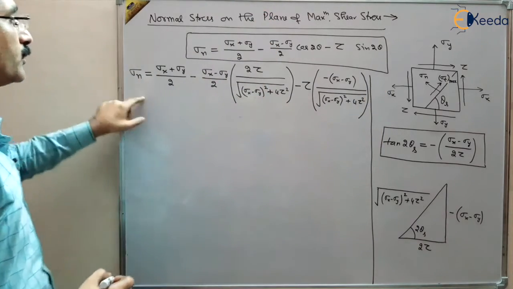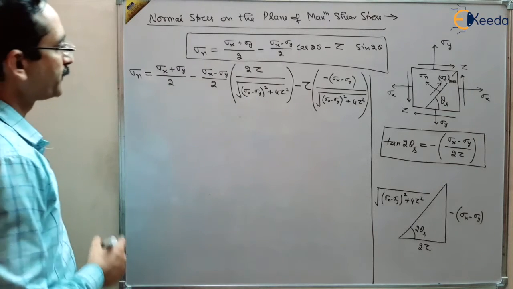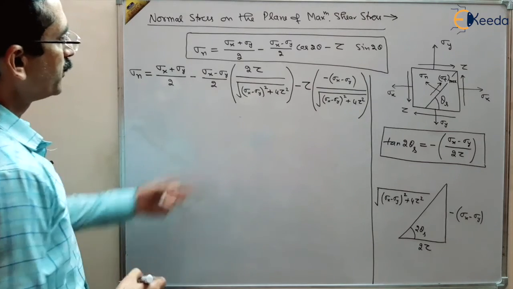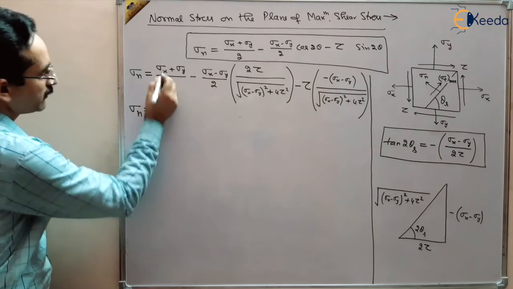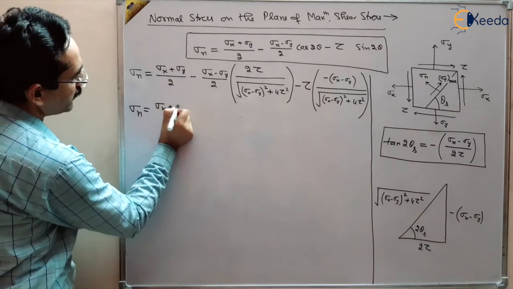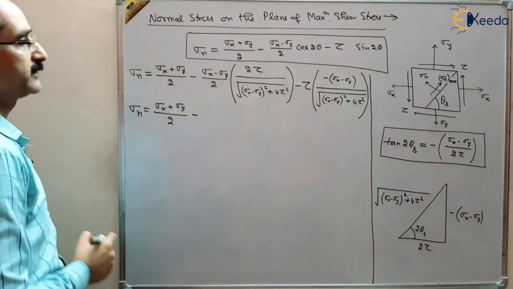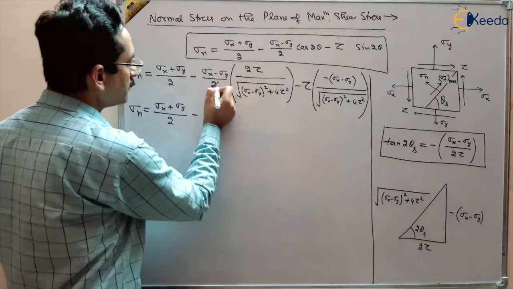So this is our normal stress after putting the value of cos 2 theta and sin 2 theta. Let us further solve it to get a more concise result. So what will be sigma n again? That will be equal to (sigma x plus sigma y) by 2 minus... you will see an interesting fact here, that 2 to 2 cancel.